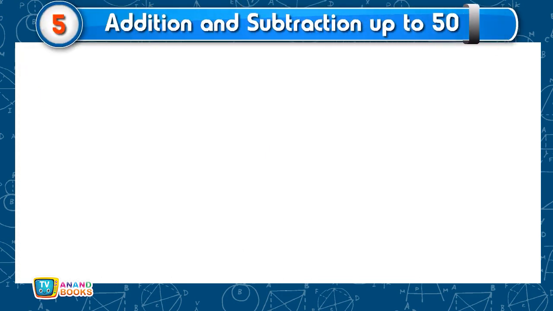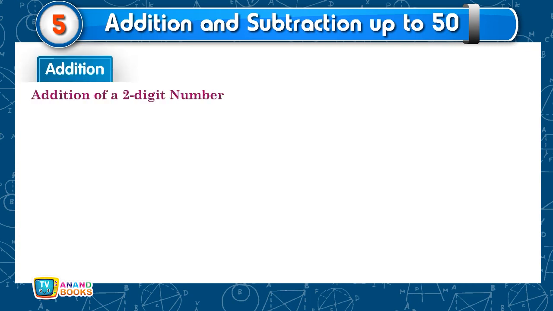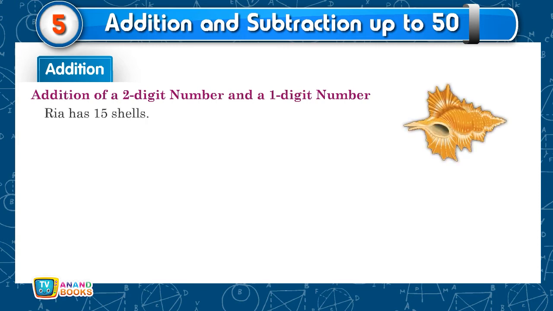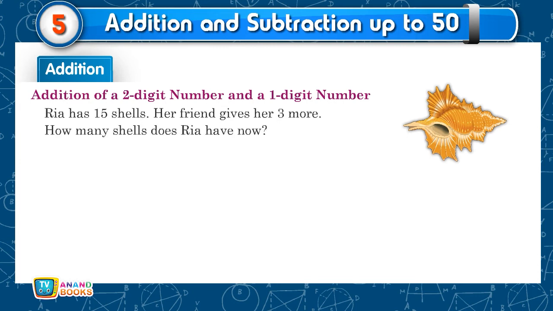Chapter 5. Addition and subtraction up to 50. Addition. Addition of a two-digit number and a one-digit number. Ria has 15 shells. Her friend gives her 3 more. How many shells does Ria have now? We have to find 15 plus 3.